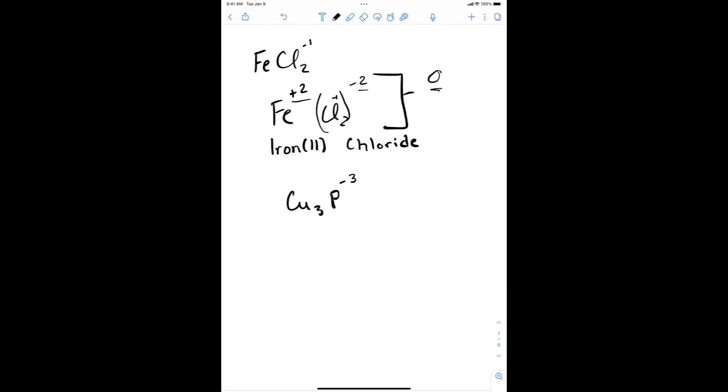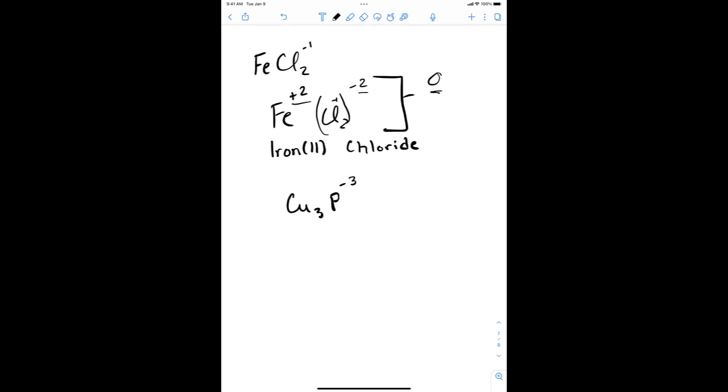Well, if this has a -3 charge, that means that overall on our copper, we need to have +3 overall, right? But there's 3 of them. And so if each one of those coppers has a +1 charge, and there's 3 of them to make overall +3, then the net charge on this would be 0, which is what we want. Now when we go to name that, we're going to name it copper, because it has a +1 charge, and so we're going to, in parentheses, put 1, and then we're going to name this phosphide.